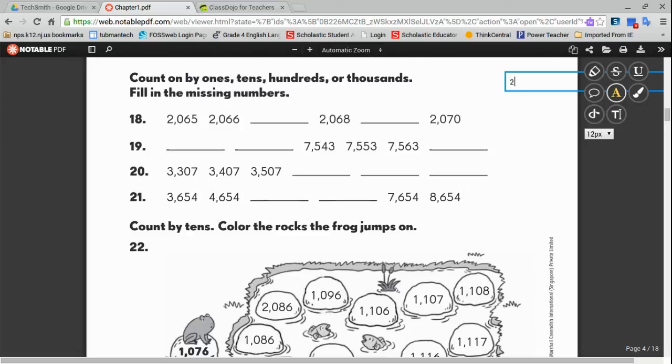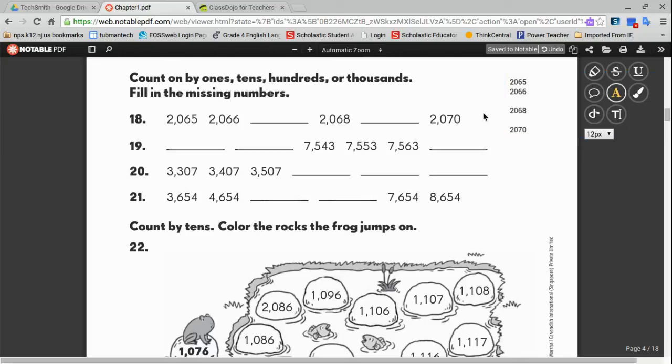So over here we have 2065, 2066, there's a blank, 2068, which is right over here. Then I have another blank over here. And then I have 2070. So if I look at this, it's a lot easier for me to see.